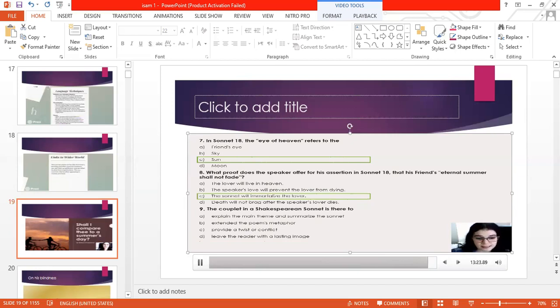Question 9, the last one. The couplet in a Shakespearean sonnet is meant to A, explain the main theme and summarize the sonnet. B, extend the poem's metaphor. C, provide a twist or conflict. Or D, leave the reader with a lasting image. The answer is A, to explain the main theme and summarize this sonnet.